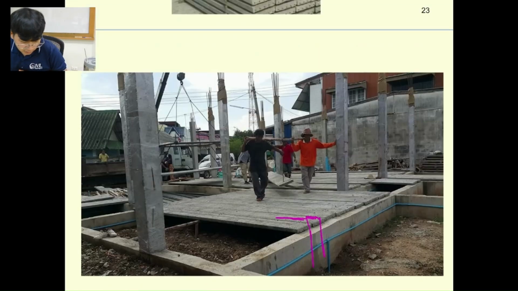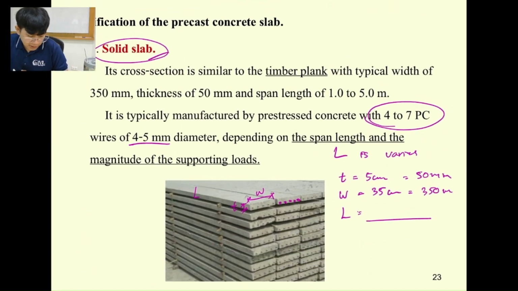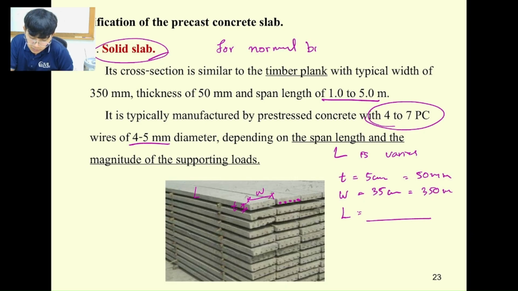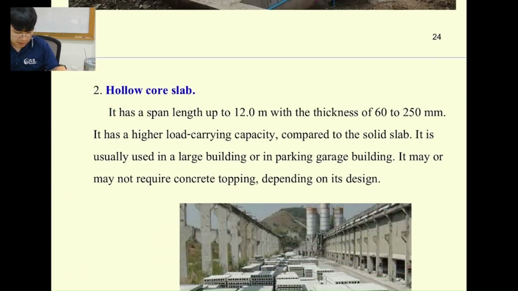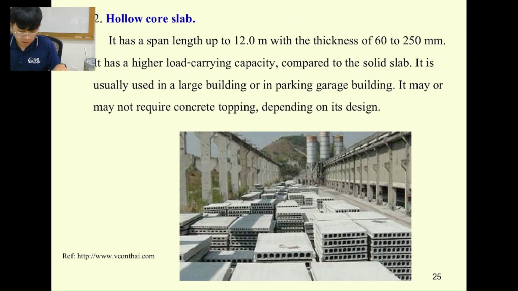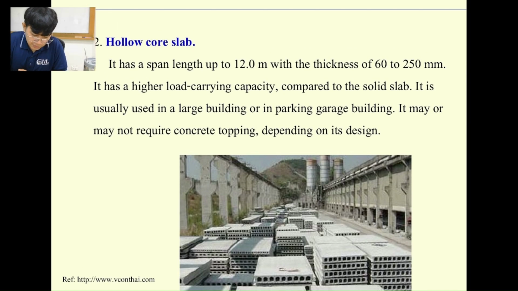I forgot to mention that for the solid plank slab, normally the span is between 1 to 5 meters for a normal building, I mean a residential house, with the span not higher than 5 meters. If your building is a big building, or if you would like to build a really long span of slab, you can use the one we call the hollow core slab.